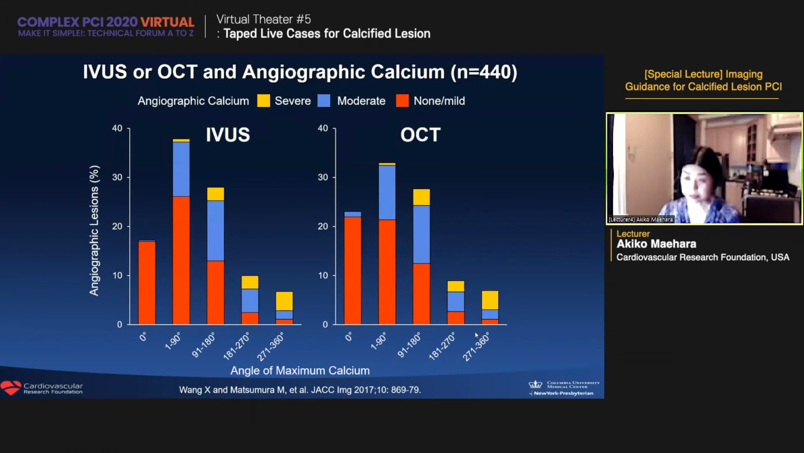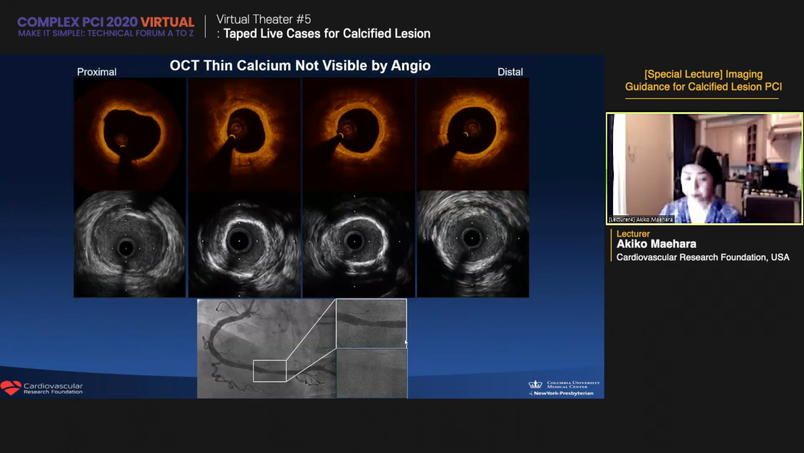And the second, on the other hand, if you don't see the calcium by angio, such as this, but still sometimes you see the big calcium if you do either IVUS or OCT. This is a kind of the case. In the distal right coronary artery, by angio, we don't see any calcium. And if you look into the OCT, I can see the very circumferential calcium.